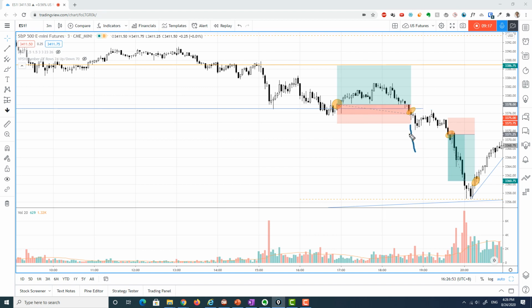And instead of taking the full minus 1R loss at around 33.73, I just exited around 33.77. So it comes out to be around minus 0.3 or minus 0.4 instead of taking a full minus 1R loss. So I think this is what I was doing well, to cut the losses earlier.